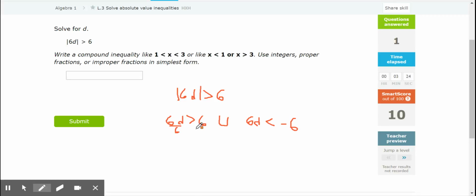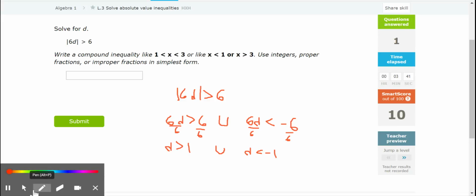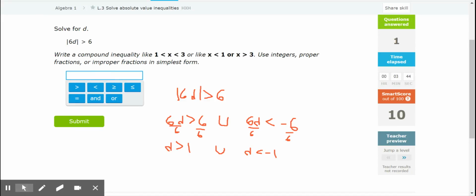Okay, divide both sides by 6. We get D is greater than 1, or divide by 6, and D is less than -1. Okay, now we'll go ahead and enter this in. My preference is I always like to put the things that would be on the left-hand side of the number line first. So D is less than -1, or, union, mean the same thing, D is greater than +1.